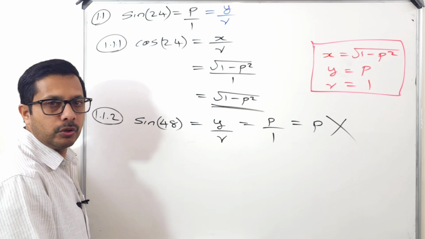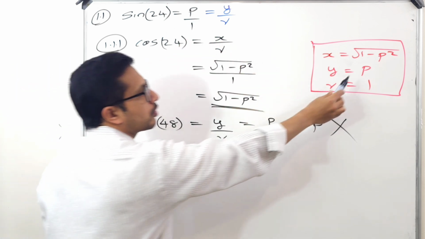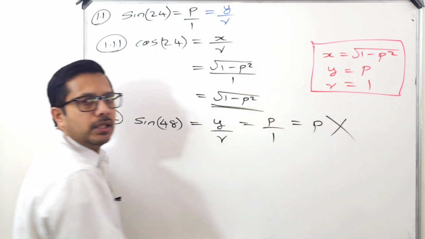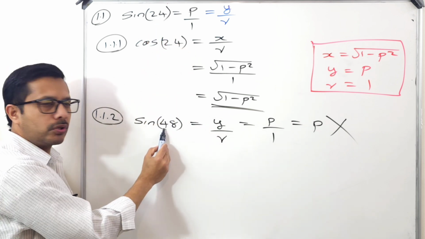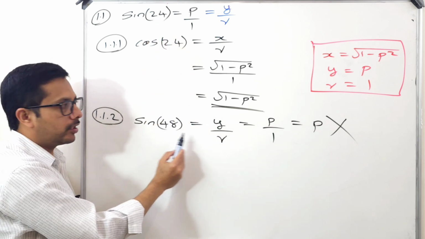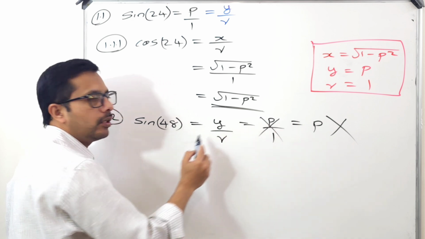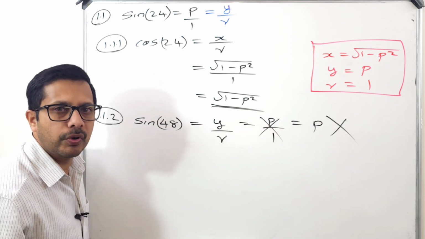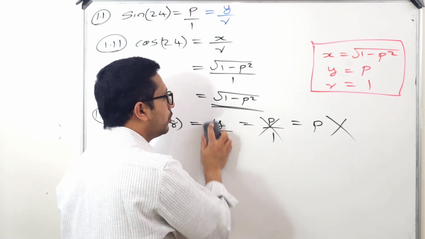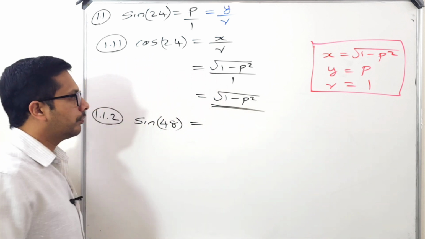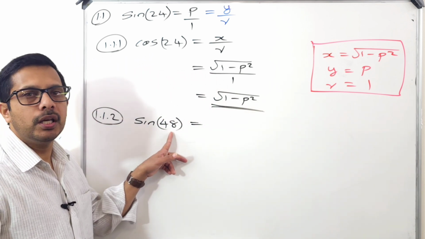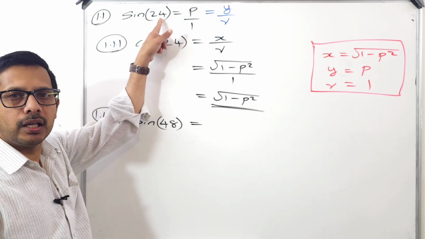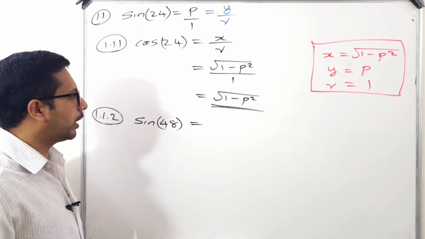Why? Because this p, square root of 1 minus p squared, and 1 are based on which angle? 24. But here what is the angle? 48. So we can't apply this p and 1 there. Okay, so we have to find another method. So what is that one? First of all, we have to change. Is it possible to write this 48 in terms of the angle 24? So how can you write that one, guys?